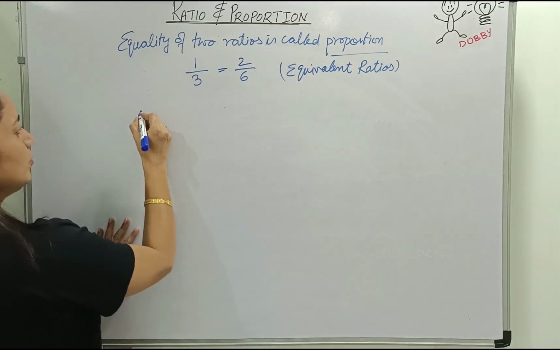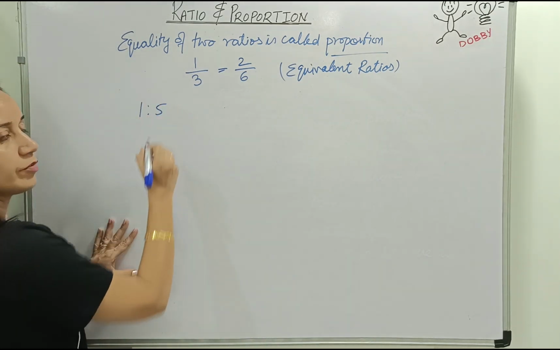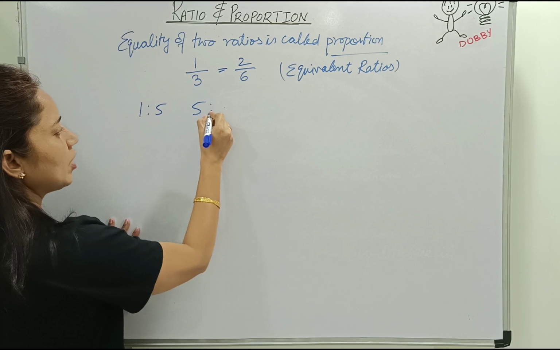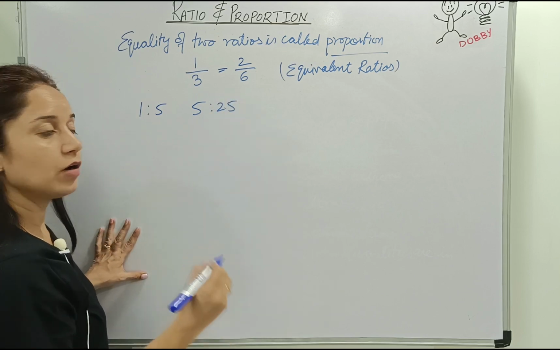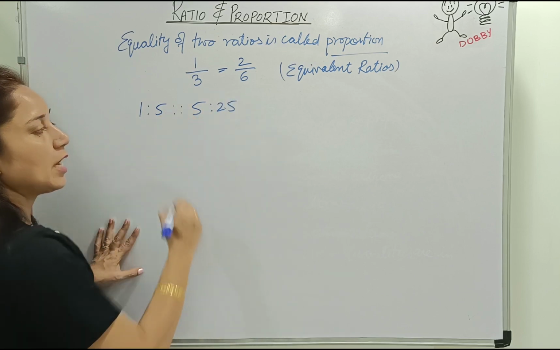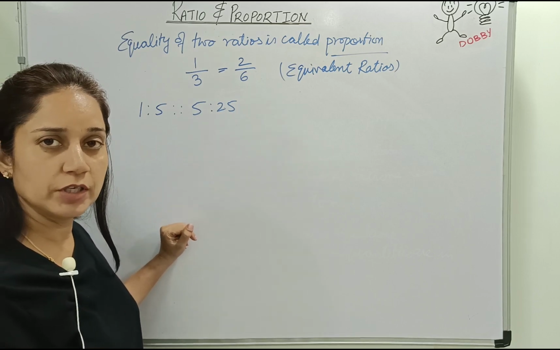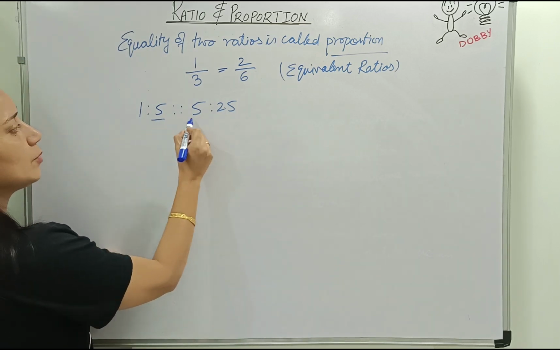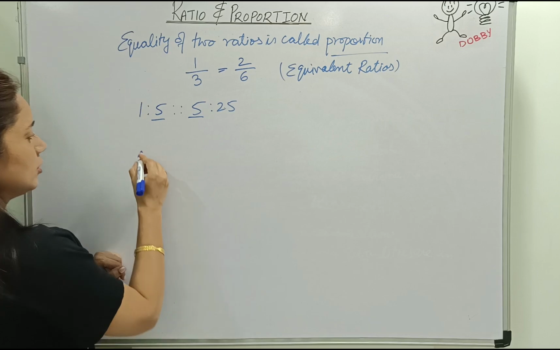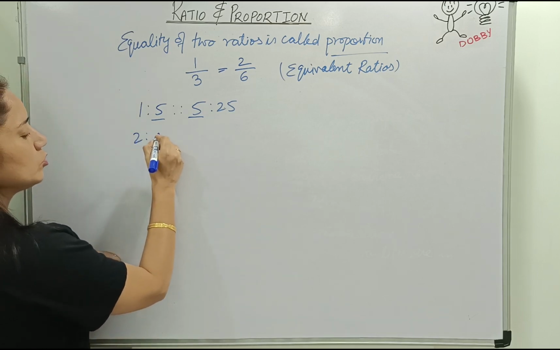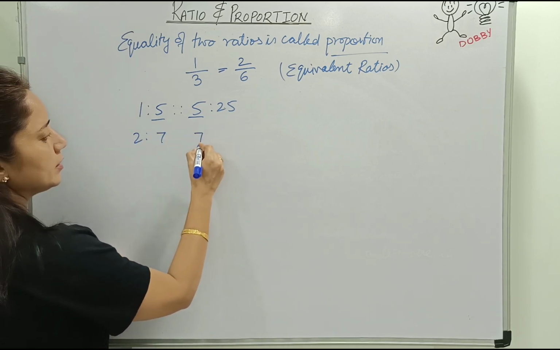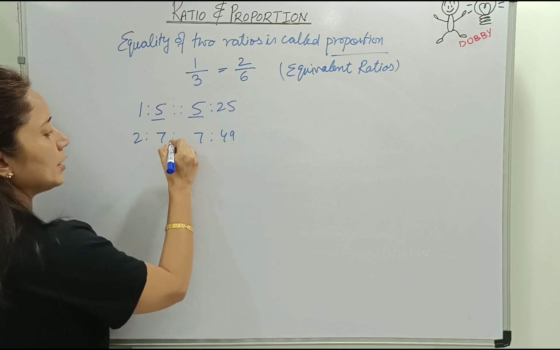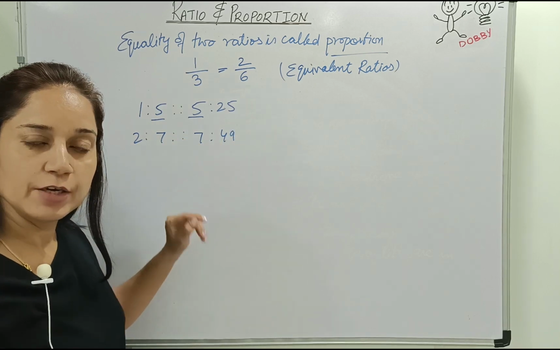Suppose you are having one ratio 1:5. Another ratio 5:25. Now, question is asked, are they in proportion? Here you observe that second term and third term are equal. Suppose you are having another one 2:7 and another is 7:49.